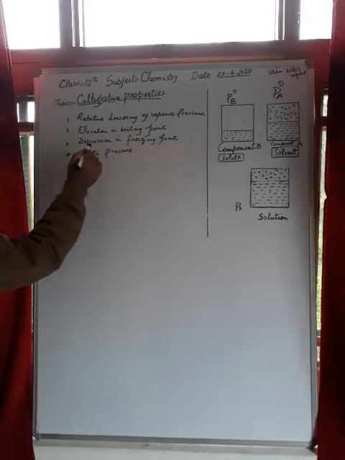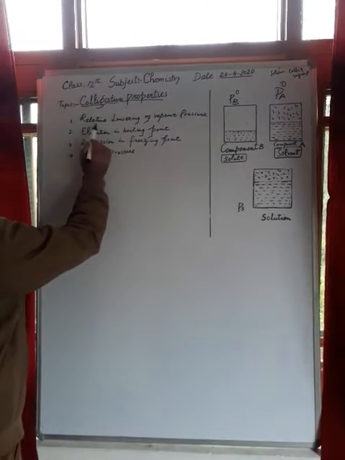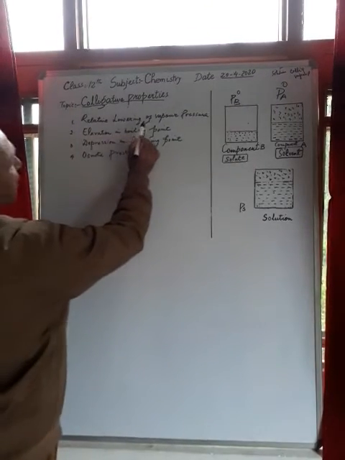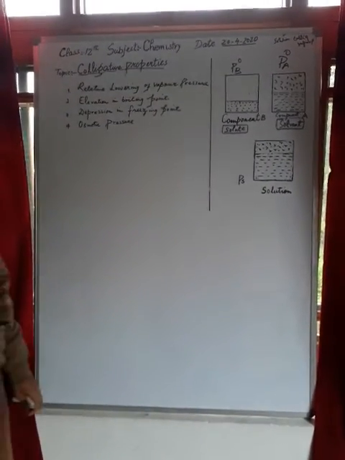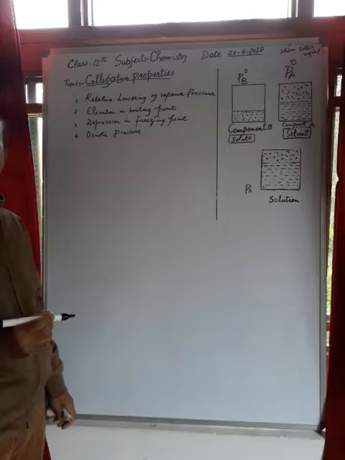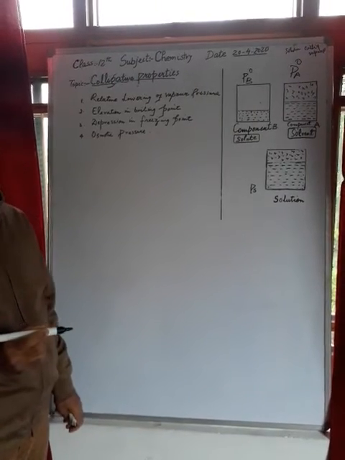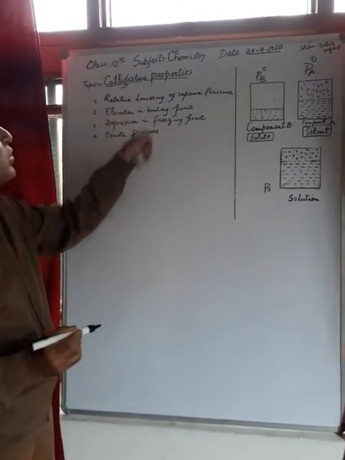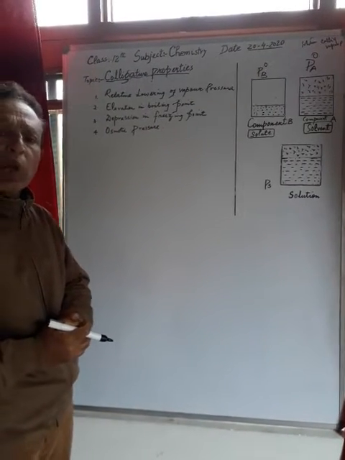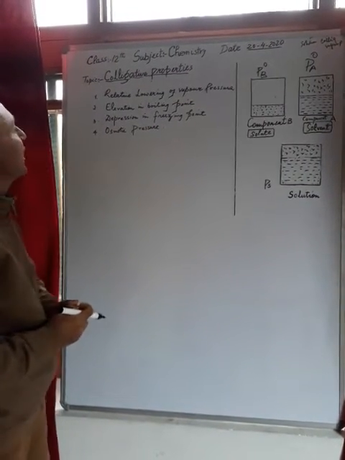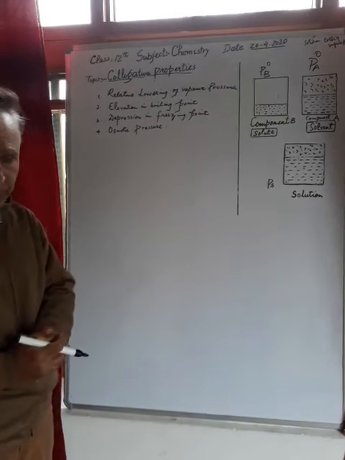In today's lecture, we will derive the expression for the relative lowering of the vapor pressure. We will also determine how we can calculate the molar mass of the solute by this relative lowering of the vapor pressure, and we will solve a numerical based on it.